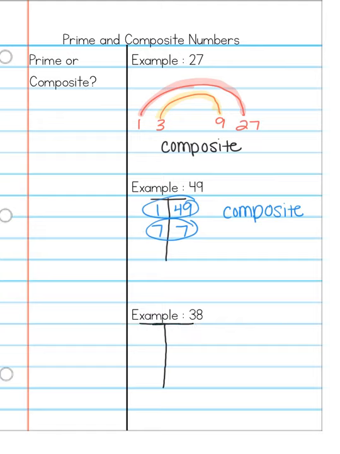Looking at 38, I have 1 and 38, 2 and 19, and those are the only factors. But because there's 2 factor pairs, this is a composite number. Any even number is always going to be composite because it will have a factor pair of 1 and itself, and it will also have a factor pair of 2 and whatever you would multiply by 2 to get that number, because all even numbers are divisible by 2.